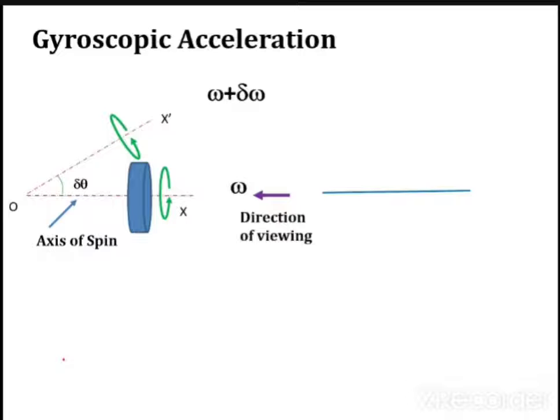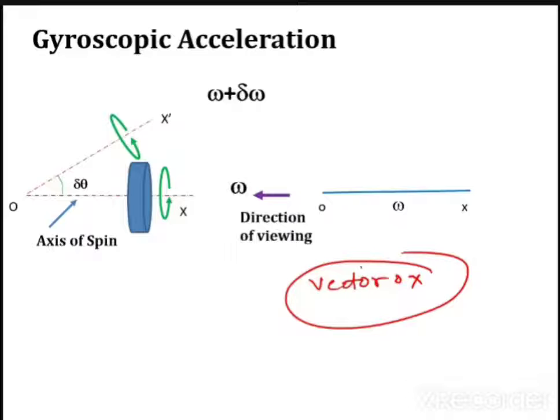I will start. First of all, what does this OX represent? This OX is nothing but a vector OX. This vector OX represents the angular velocity omega of this disk. Have you understood or not? This vector OX, which I have drawn here, represents the angular velocity omega of the disk.